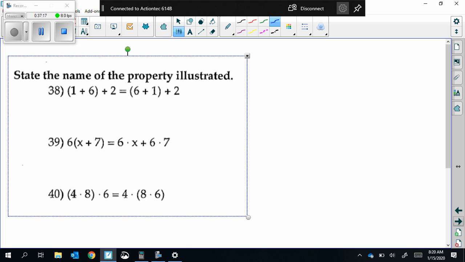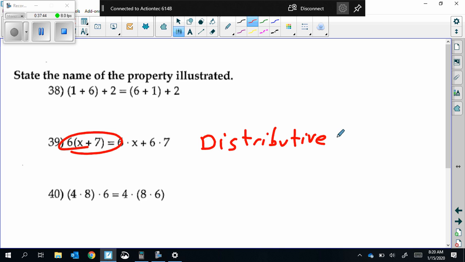This is naming the properties. The 3 properties we talked about are commutative, associative, and distributive. Distributive, you guys usually are pretty good at because you use it by name all the time in algebra. You're looking for multiplying with parentheses and addition, which is right here. That's the distributive property. The other 2, commutative and associative, well, we talked about them.